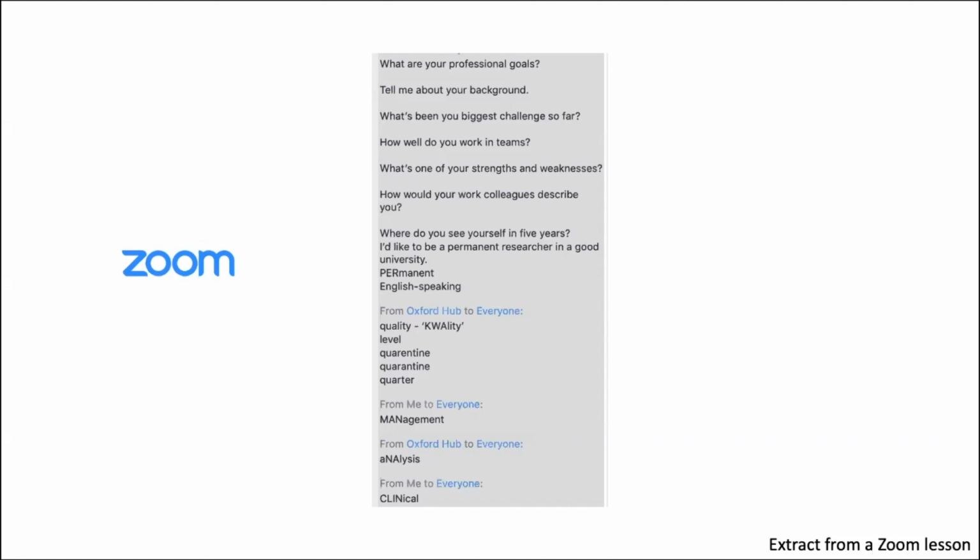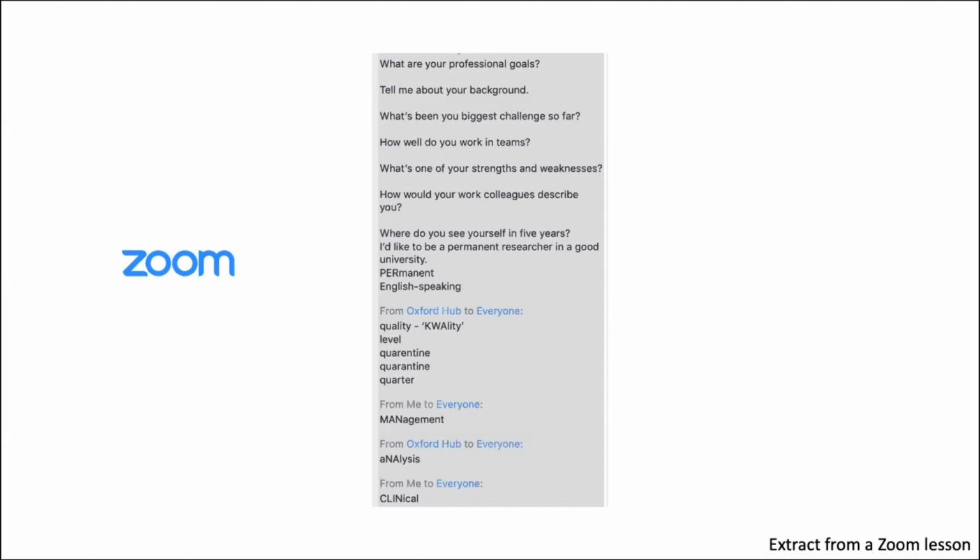So you can see there, after the questions, I've started to type in words that she's saying, and using capital letters, I've highlighted the syllable that she needs to stress. For example, she had a particular problem with the word quality. And that's just an example of online teaching using the chat box.